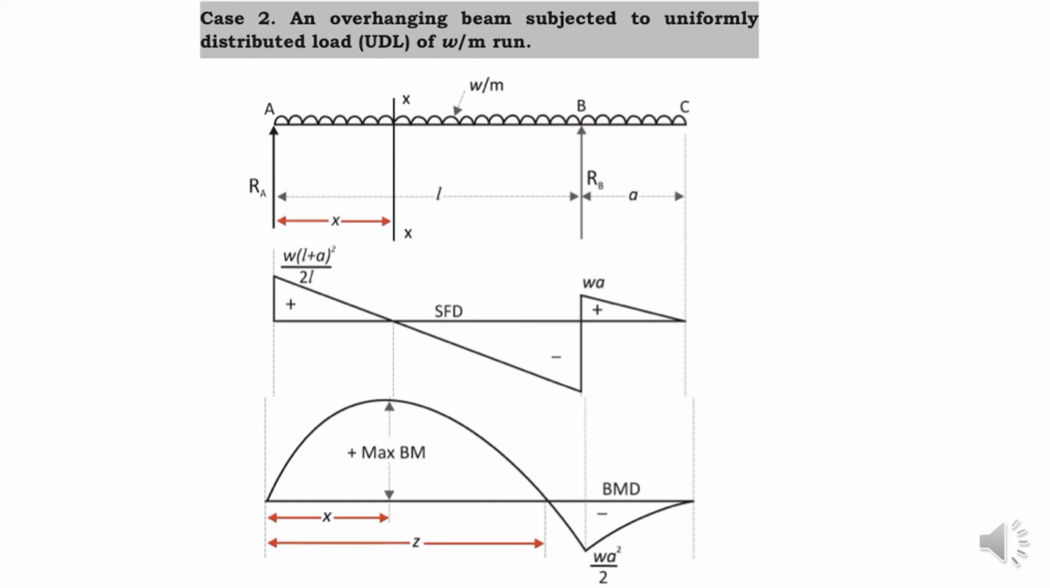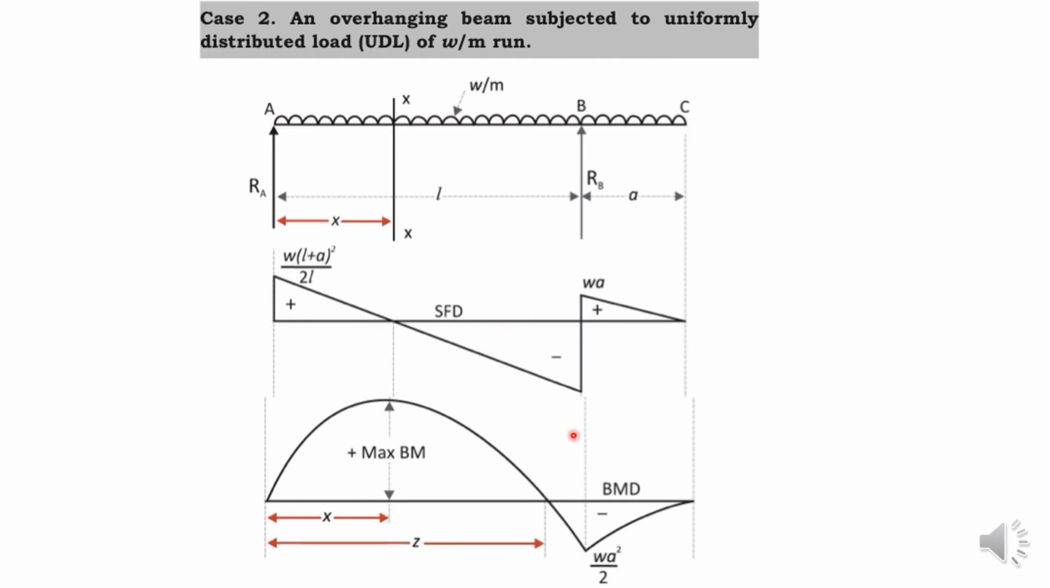Now the second case, an overhanging beam subjected to a uniformly distributed load, UDL, of intensity w per meter. This is the UDL, these are the supports RA and RB, this distance is L and this distance is a. Here I am considering x from support A. For the shear force diagram, take the span CB and consider a section x at a distance x from C, develop an equation for shear force, and do the same for BA. Then substitute values for x and you will get the shear force values like this.